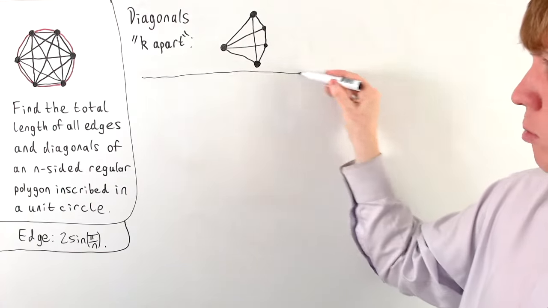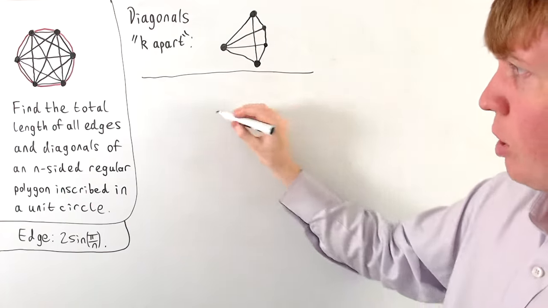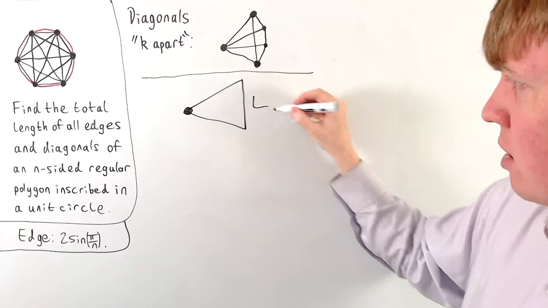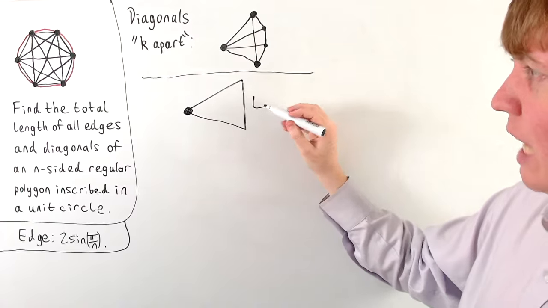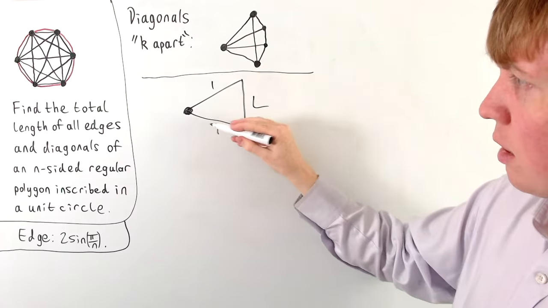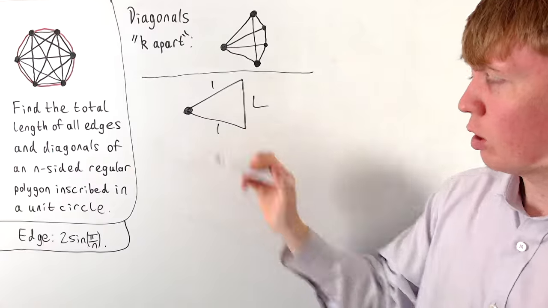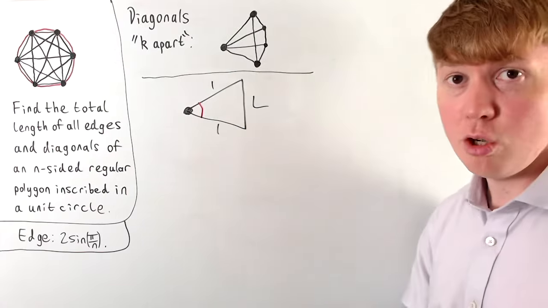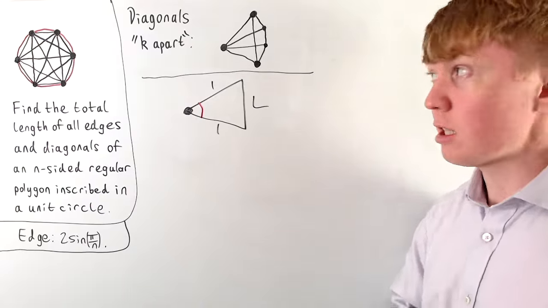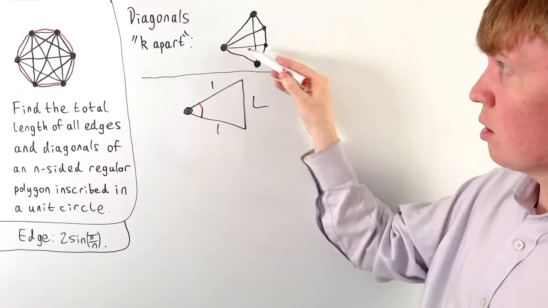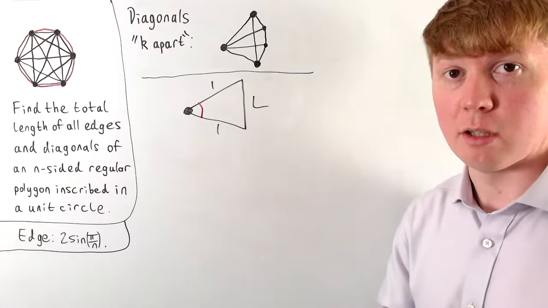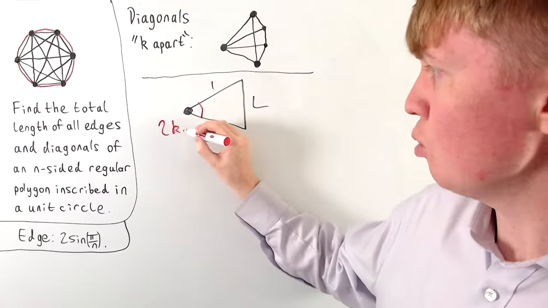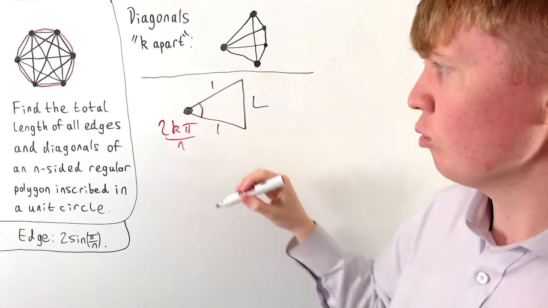So in this case where we've got diagonals that are k edges apart, let's just copy out this triangle again, and we're interested in the length of the diagonal which we'll call L again. We know that we've got the radius here and here, and we can also work out the size of this angle here because 2 pi over n is just the size of the angle in one of these small triangles, but we've got k lots of this, so this angle is 2k pi over n radians.